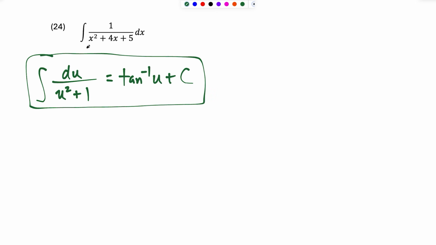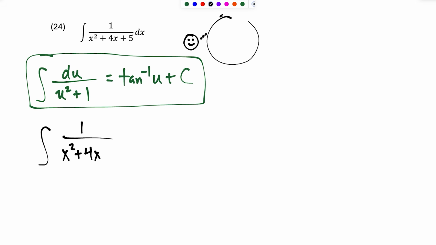So we're going to have to complete the square. So to complete the square, we're going to have to target the quadratic piece on bottom. So we could rewrite this as the integral of 1 over x squared plus 4x. But now I'm going to look at that coefficient 4, and I'm going to say, okay, half of 4 is 2. So we have half of 4 is 2, and then we have to square it, and it brings us right back to 4.